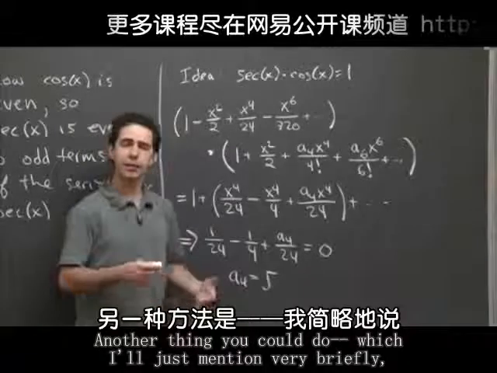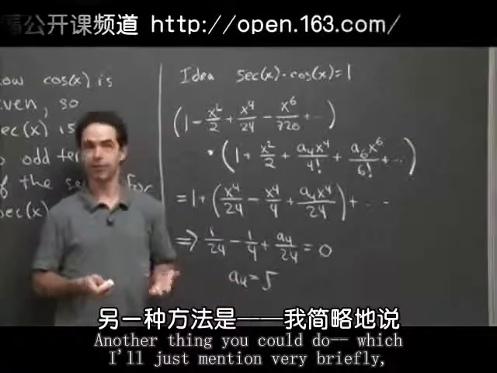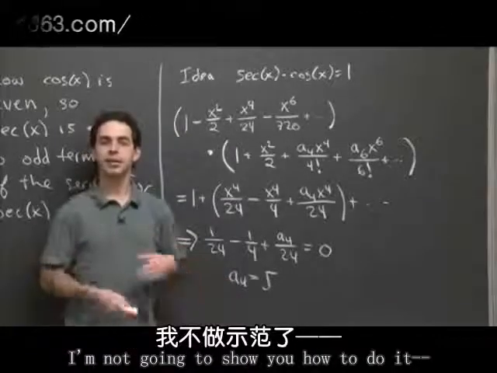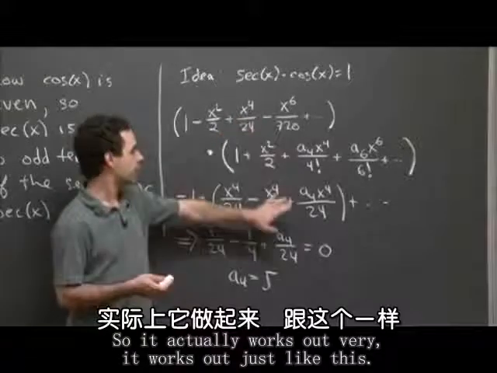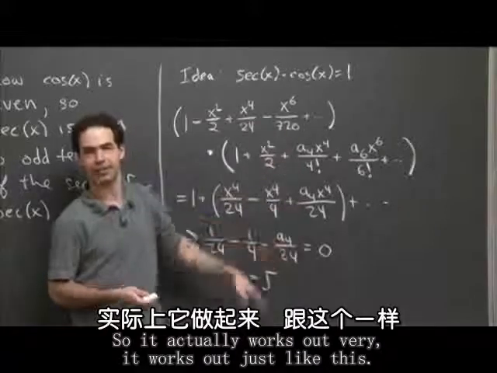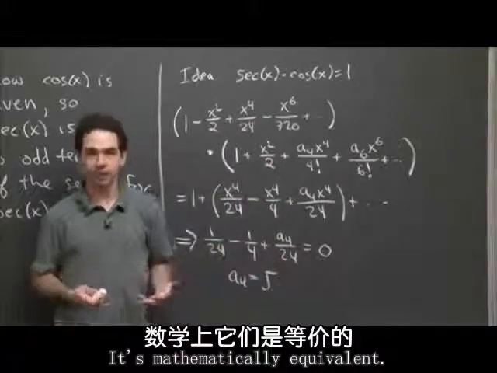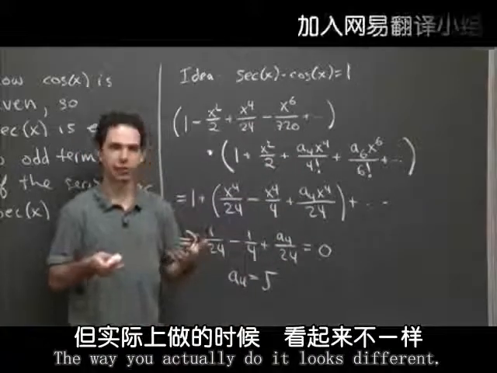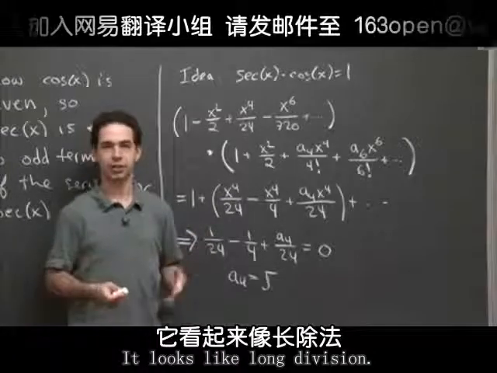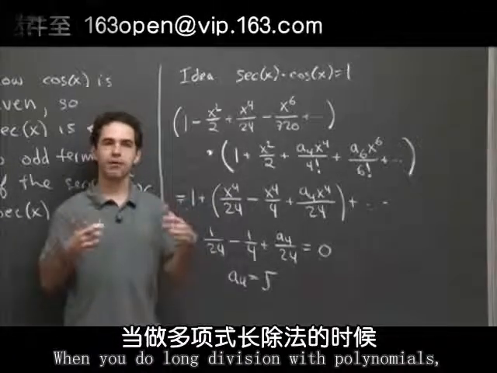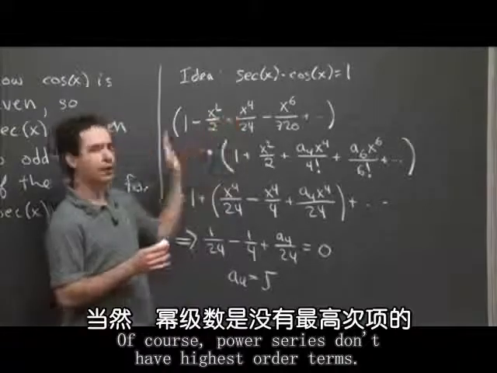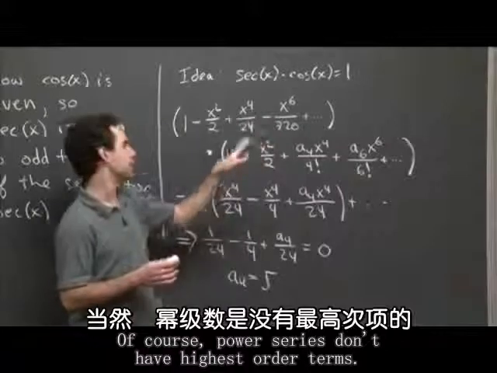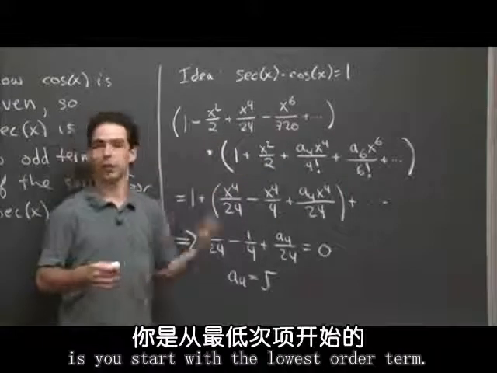Another thing you could do, which I'll just mention very briefly, I'm not going to show you how to do it, is that you can do a long division on power series. So it actually works out just like this. It's mathematically equivalent. The way you actually do it looks different. It looks like long division. When you do long division with polynomials, you start with the highest order term. Of course, power series don't have highest order terms. What you actually do with a power series is you start with the lowest order term.